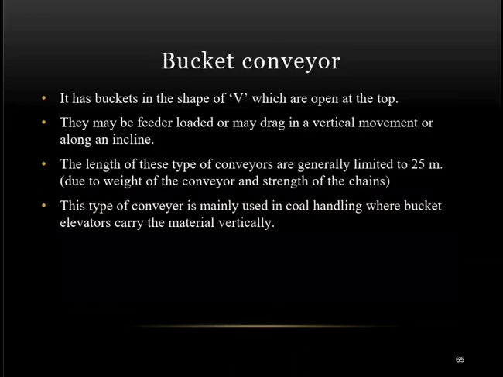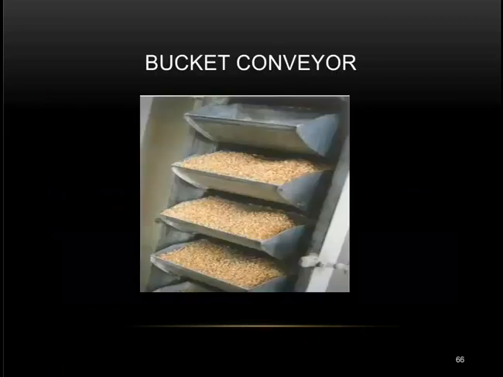Next, bucket conveyor. It has buckets in the shape of a V which are open at the top. This may be feeder loaded or may drag in a vertical movement or along an incline. The length of this type of conveyor is generally limited to 25 meters due to the weight of the conveyor and the strength of the chain. This type of conveyor is mainly used in coal handling where bucket elevators carry the material vertically. So here you can see a bucket conveyor in the image.